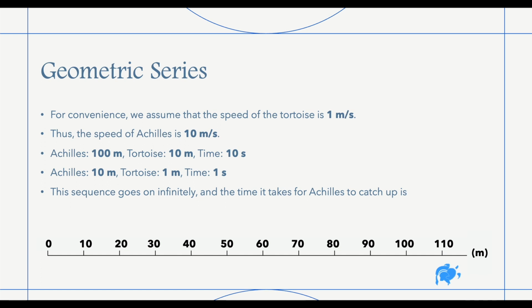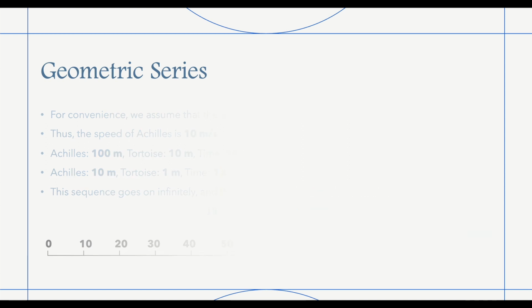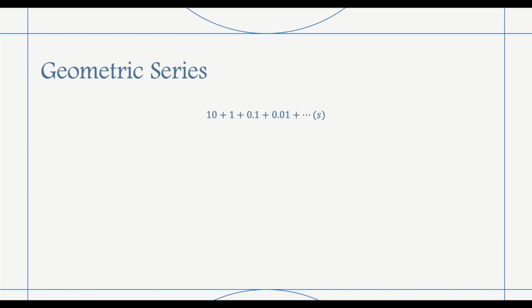The apparent conclusion is that Achilles can never catch up to the tortoise, which is obviously false, because we can construct a geometric series: 10 plus 1 plus 0.1 plus 0.01, and so on. But we know that since the common ratio is less than 1, this sequence does not go to infinity, and there is actually a definite answer for this. So we want to solve this, right?